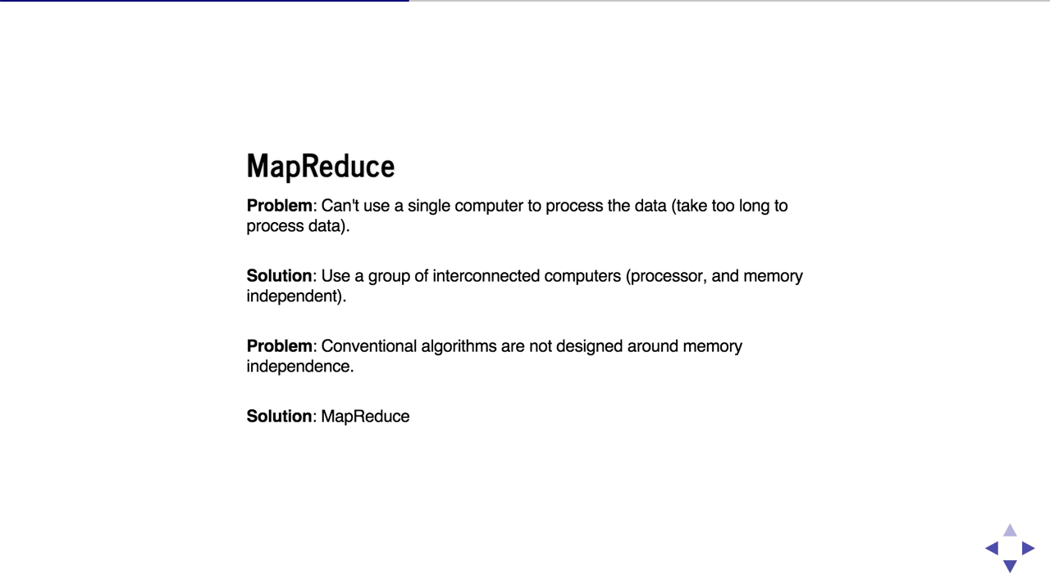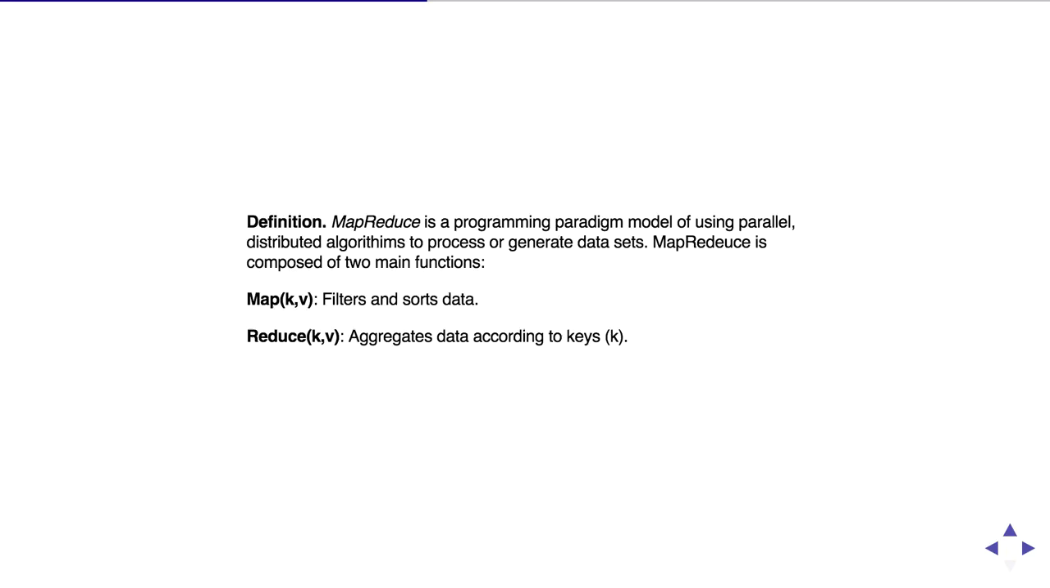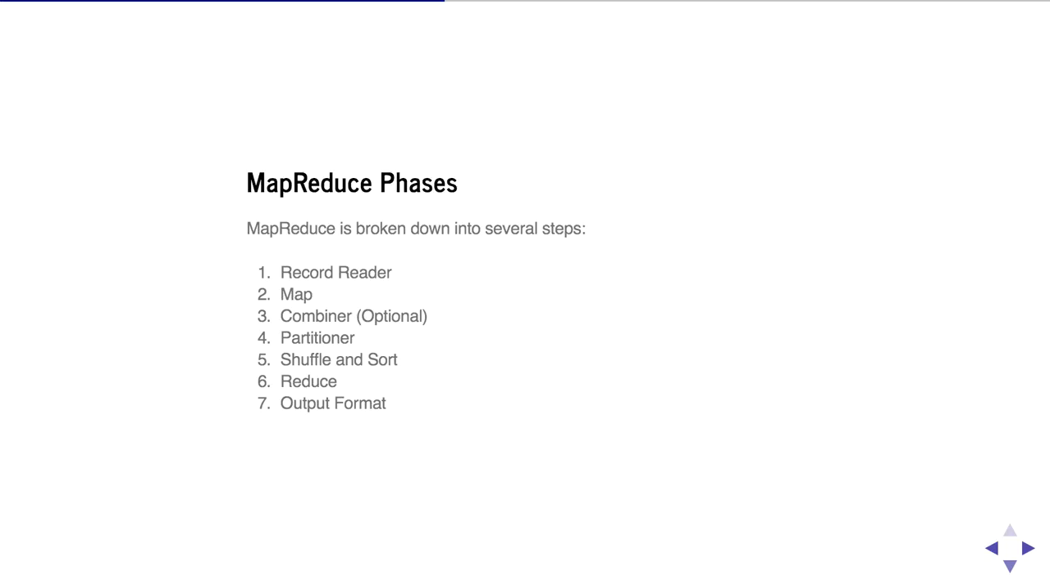So MapReduce is a programming paradigm using parallel distributed algorithms to generate or process data sets. It mainly has two functions, map and reduce, which basically all take keys and values. Basically, the map helps filter or sort data or transforms data. Reduce aggregates the data according to keys. Notice each one has a key and value. When I'm saying key there, I'm just talking about a data type, and depending on your job, you could have different keys and different kinds of values.